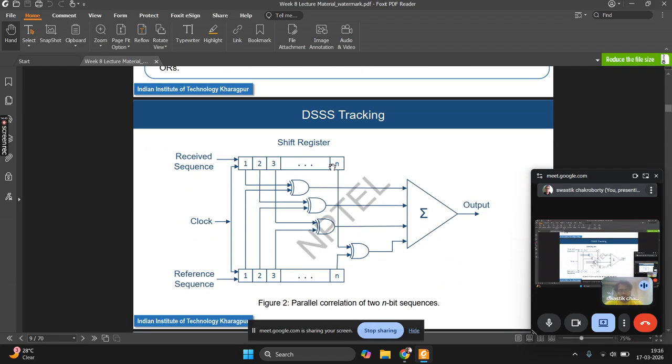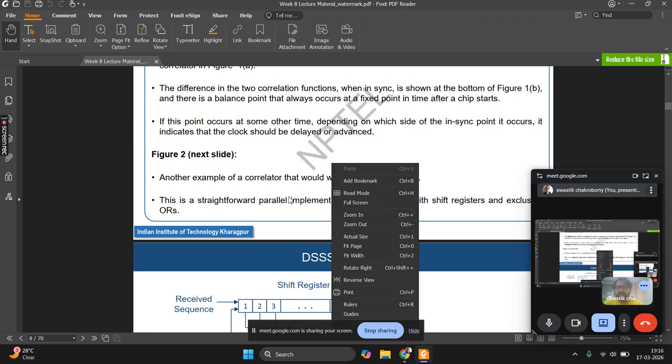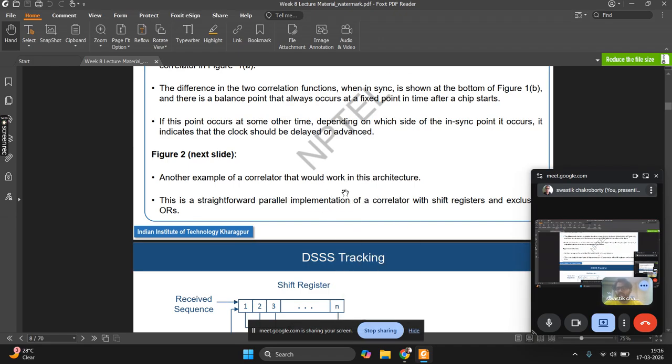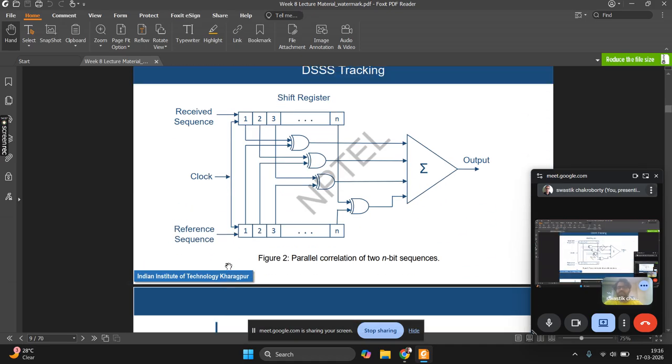Another one is the parallel correlator. Figure 2 shows another example of a correlator that would work in this scenario. Here you have a receive sequence which goes through a shift register, and you sequentially combine the elements of the reference sequence and the receive sequence with a modulo 2 addition, that is XOR. You XOR the receive sequence and reference sequence. So whenever there is a difference, that particular output will be 1.